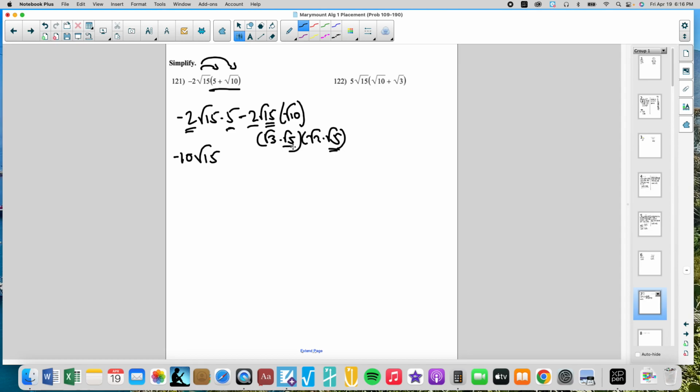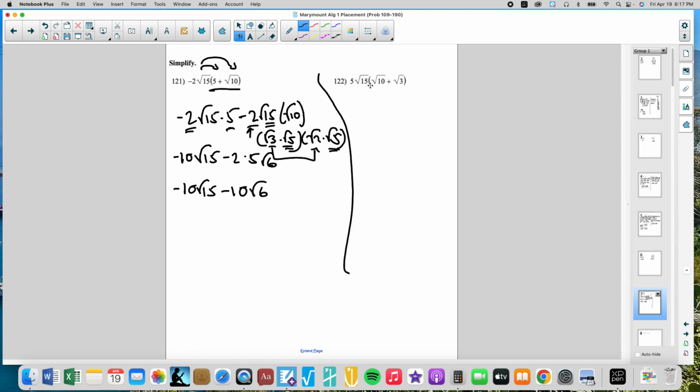So these two like radicals multiplying will come out with this negative 2. So it's negative 2 times 5. And then these inside are going to stay inside rad 6. So it's negative 10 rad 15 minus 10 rad 6. Would be my final answer for 121.